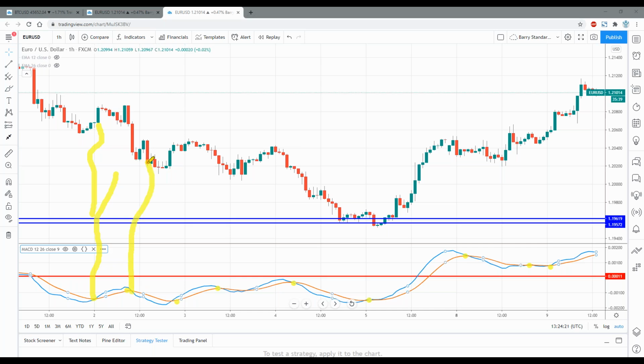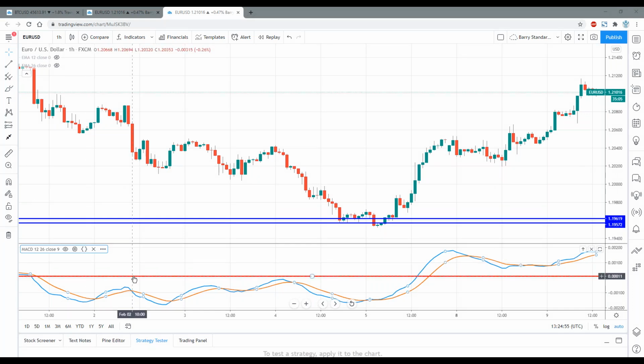If the signal line crosses the MACD line, it's a sell signal. If the MACD line crosses the signal line, it's a buy signal, I'm sorry. Now, let's get rid of these because my drawing lines are terrible. But this is not the beginning or the end of MACD. This is still just part of MACD.